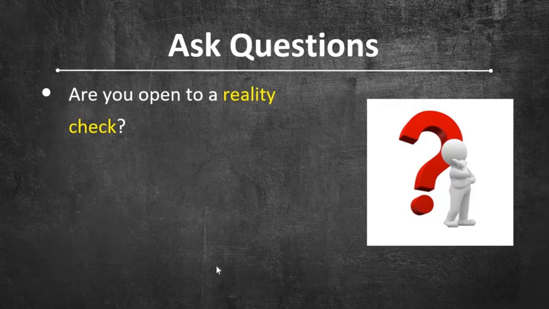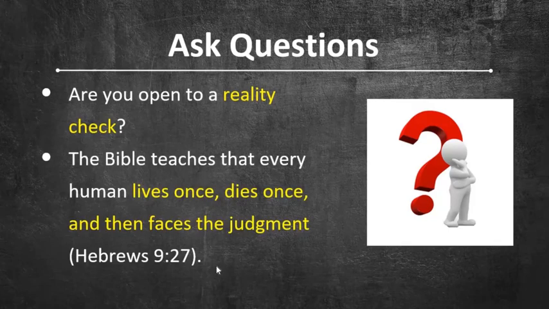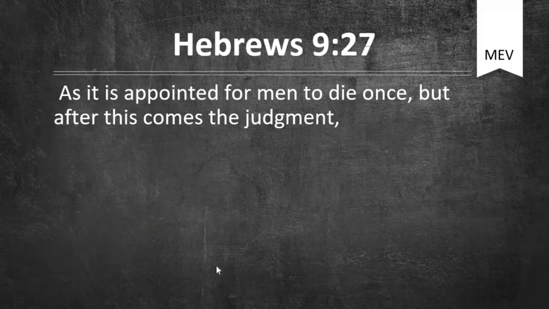This is where you can bring in Hebrews 9:27. The Bible teaches that every human lives once. We don't have ultimate reincarnation until we reach Brahman. He lives once, dies once, and then faces the judgment. And this is the verse: "As it is appointed for men to die once, but after this comes the judgment."